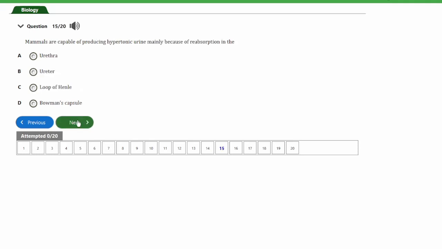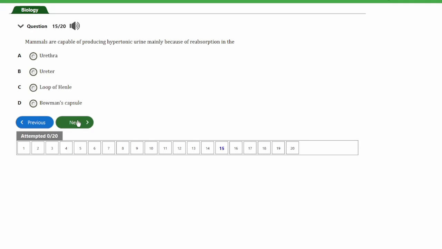So guys, let's look at the next question quickly, and that's question number 15. The question says, mammals are capable of producing hypertonic urine mainly because of reabsorption in the A. urethra, B. ureter, C. loop of Henle, D. Bowman's capsule. So guys, the answer to this question is the loop of Henle.